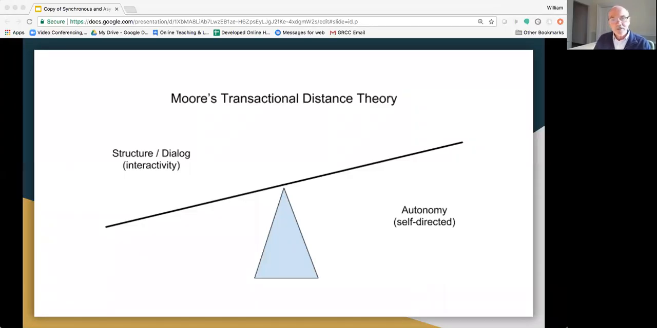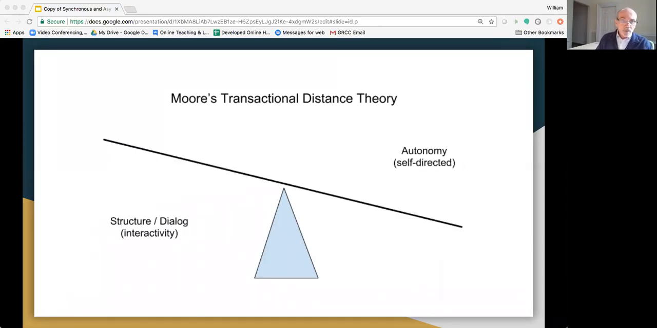So those are the characteristics that the autonomous or self-directed learner possesses that gives them the advantage in the online course. So it's important, I think, to recognize that inversely, the learner that lacks these autonomous or self-directed characteristics may benefit from an increase in structure and dialogue or interactivity within the distance learning environment.